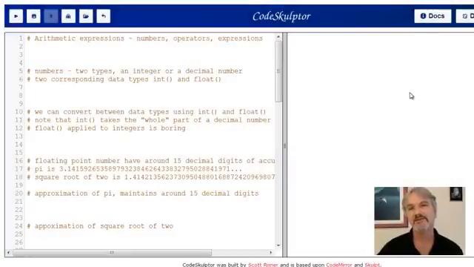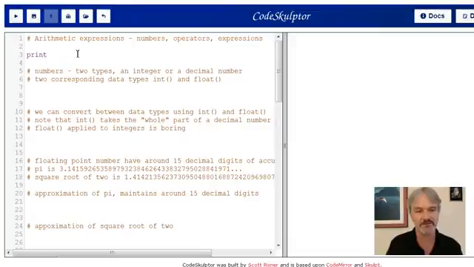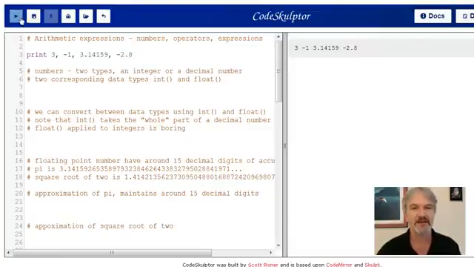All right, let's talk about numbers and arithmetic expressions. To begin, let's just dive right in and have Python print out some numbers. So let's print 3 and -1 and 3.14159 and maybe -2.8. If I hit run here, sure enough, out come those numbers.